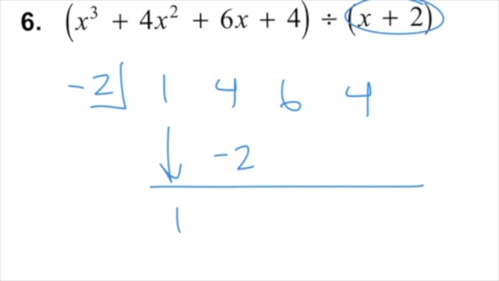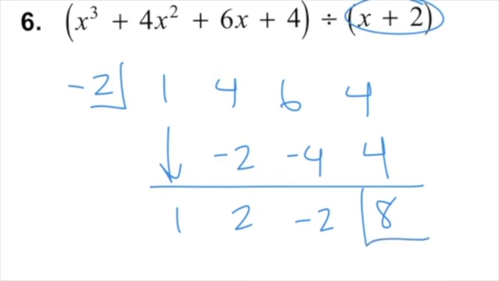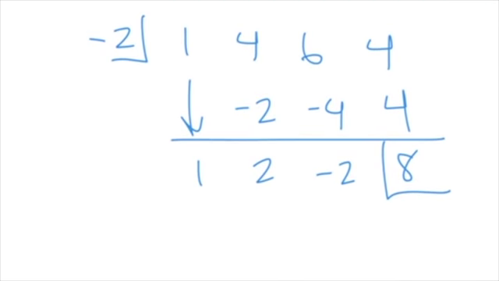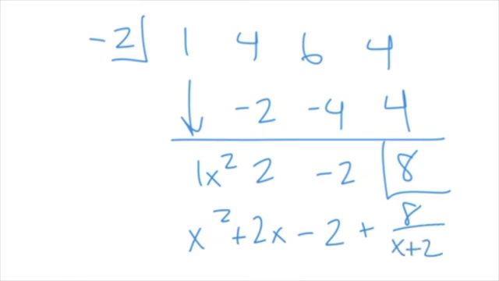1 times negative 2 is negative 2. 4 and negative 2 is 2. 2 times negative 2 is negative 4. 6 and negative 4 is negative 2. Negative 2 and negative 2 is 4. 4 and 4 is 8. And that serves as our remainder. Since this was an x to the third up here, this drops down now and is 1 degree less, which is x squared, which means that this is x squared plus 2x minus 2 plus the remainder of 8 over x plus 2.